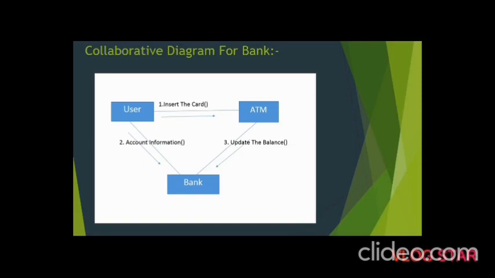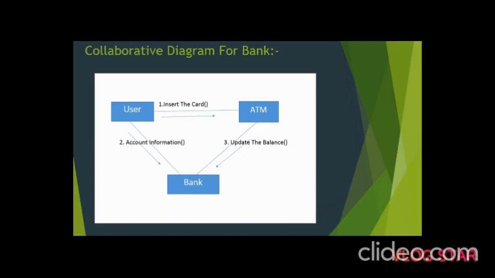Linking is done between objects for interaction. Here user is linked with bank, so if user wants account information, then they can interact with each other. When user completes the transaction by ATM, then ATM will communicate with bank by updating balance. So like this, many communication links can be created.